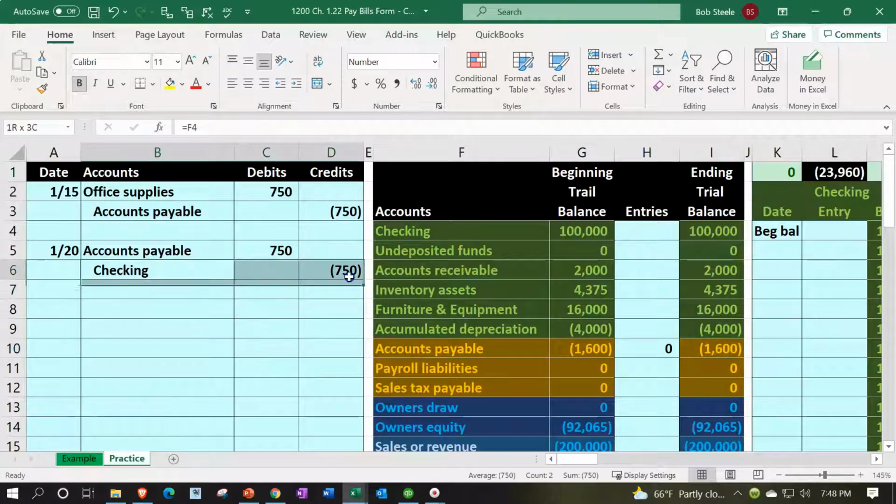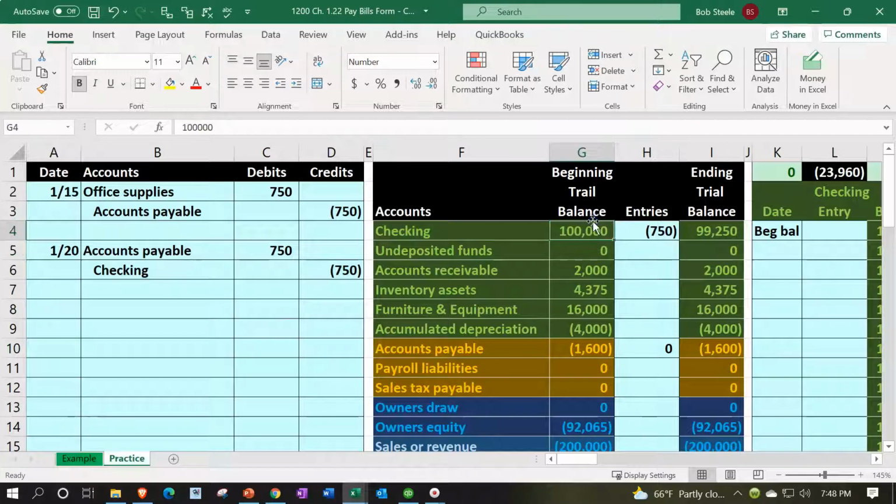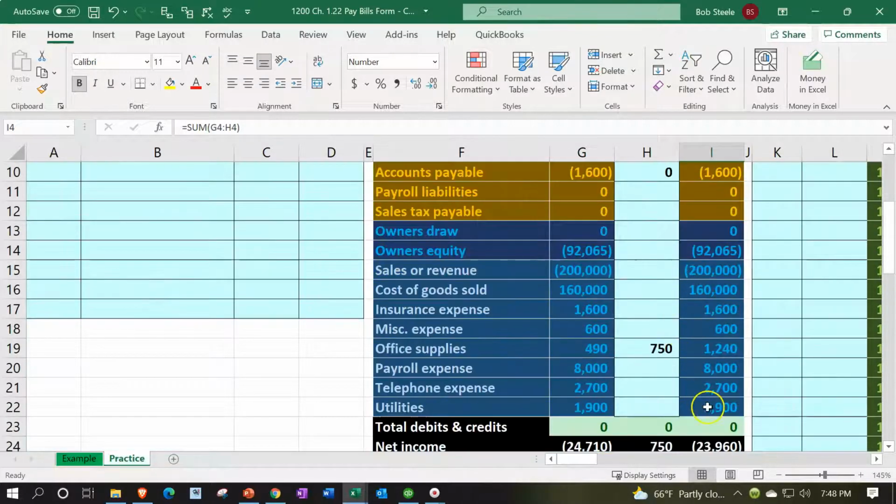Checking account now going down. That's up here in H4. This is going to be equal to that 750. This is a debit balance account, normal balance. That's a credit opposite. Therefore, it's going to make it go down to 99,250. So there we have that. That puts us back in balance.